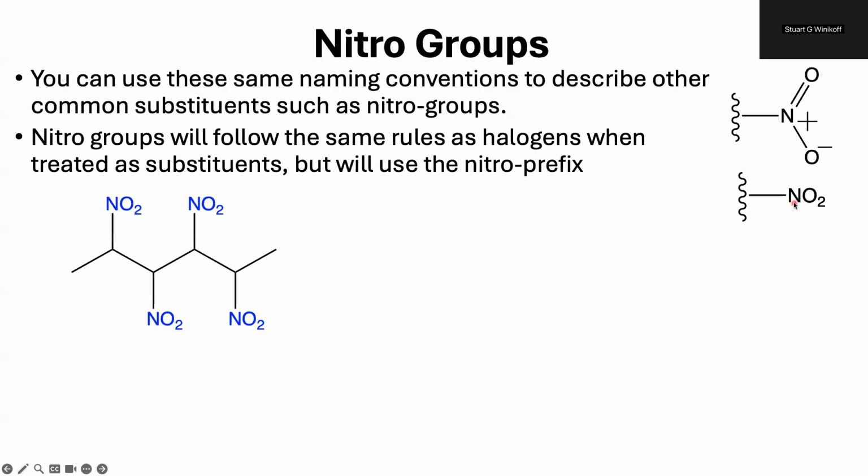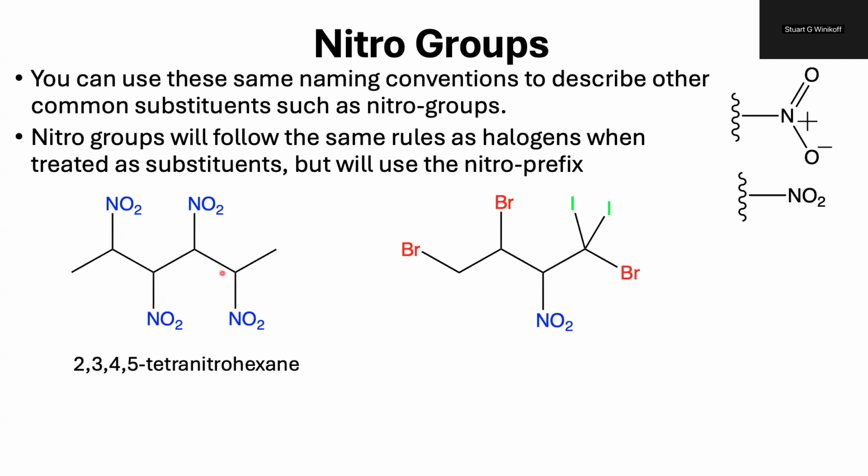Otherwise, same general rules. So for example, if I'm looking at this species, I first want to go ahead and start by identifying that I have a 6-member chain. 1, 2, 3, 4, 5, 6. So I have a hexane. And then I have 4 nitros, so I have a tetranitrohexane, and it's at the 2, 3, 4, 5 positions. So 2,3,4,5-tetranitrohexane.